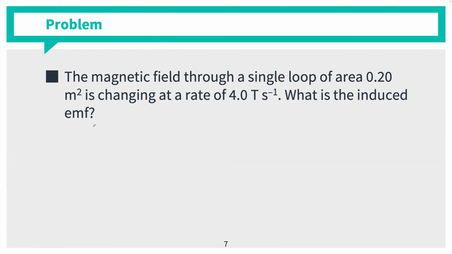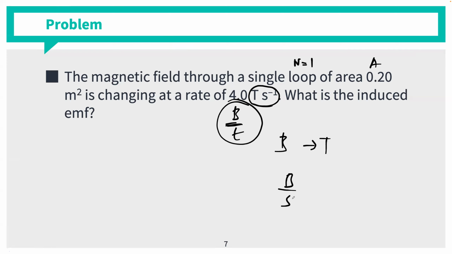Now, the magnetic field through a single loop of area 0.20 meter square is changing at a rate of B equals 4.0 Tesla per second. Single loop means N is equal to 1. Wait, is it just the B value or the B by T value? It is the B by T value. How do we know that? Because it is Tesla per second, not Tesla. The unit for B is Tesla, whereas the unit for B by T will be Tesla per second. So that means it is the B by T value.